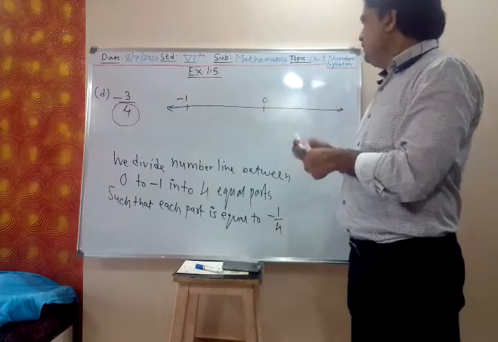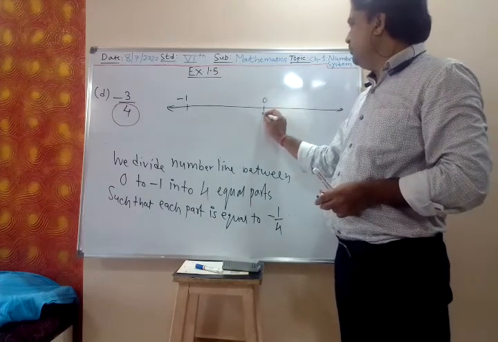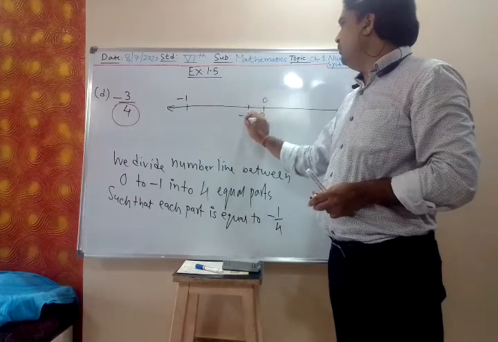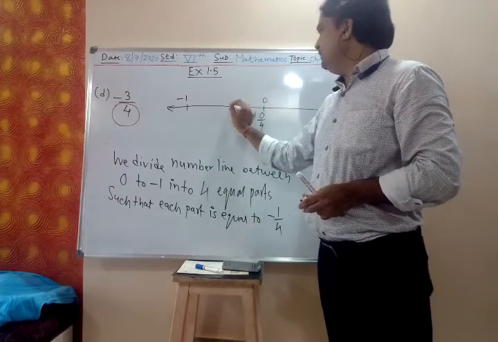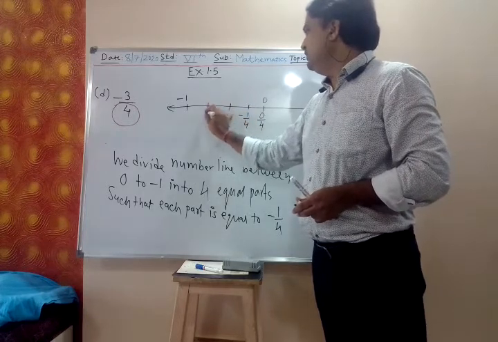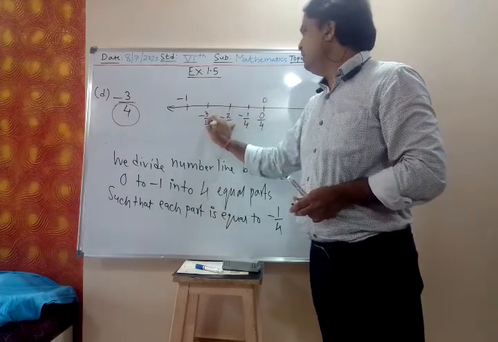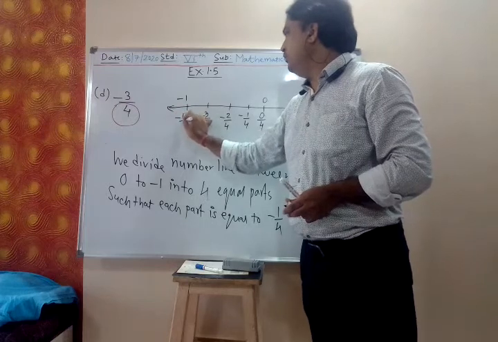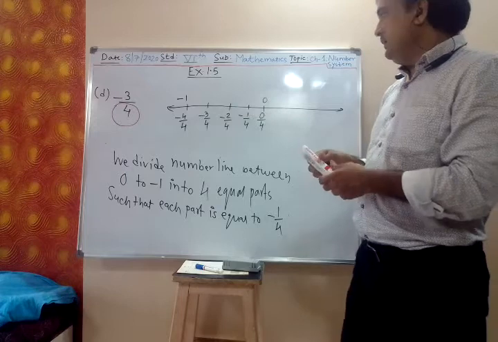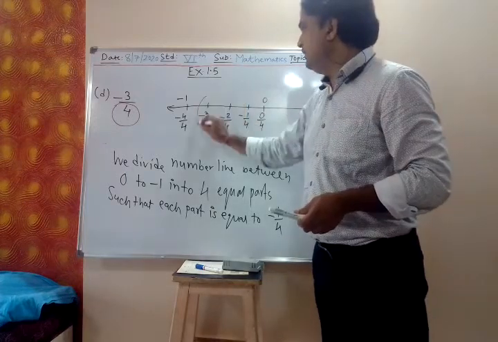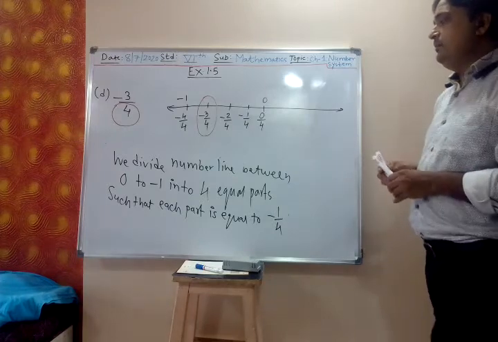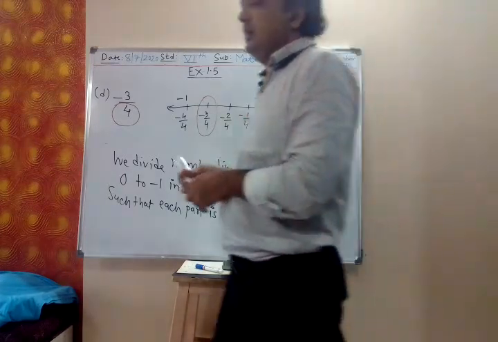So we divide this: 0 is the same as 0 upon 4. Then next, minus 1 upon 4, one part. Then minus 2 upon 4, second part. Minus 3 upon 4, third part. And minus 4 upon 4 is minus 1. And where is minus 3 upon 4? This is my minus 3 upon 4. So we divide the number line between 0 to minus 1, because the number is negative.